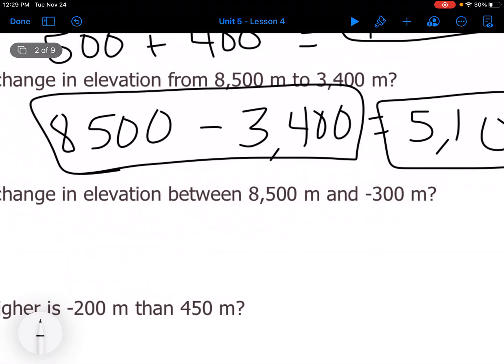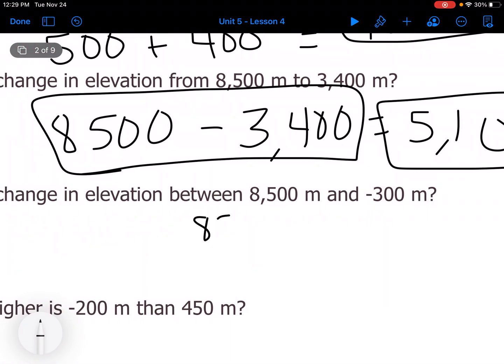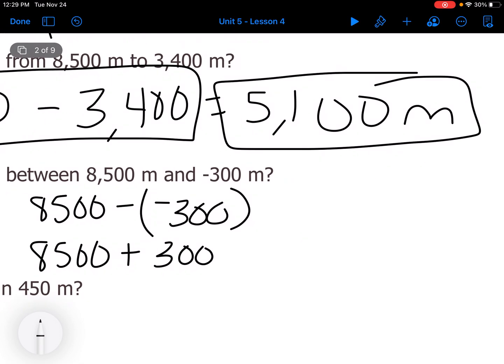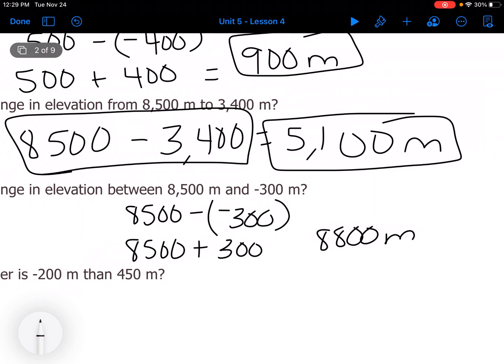Now this one says 8,500 minus negative 300. Now see, this is where I would add the opposite. So I end up with 8,800 meters.